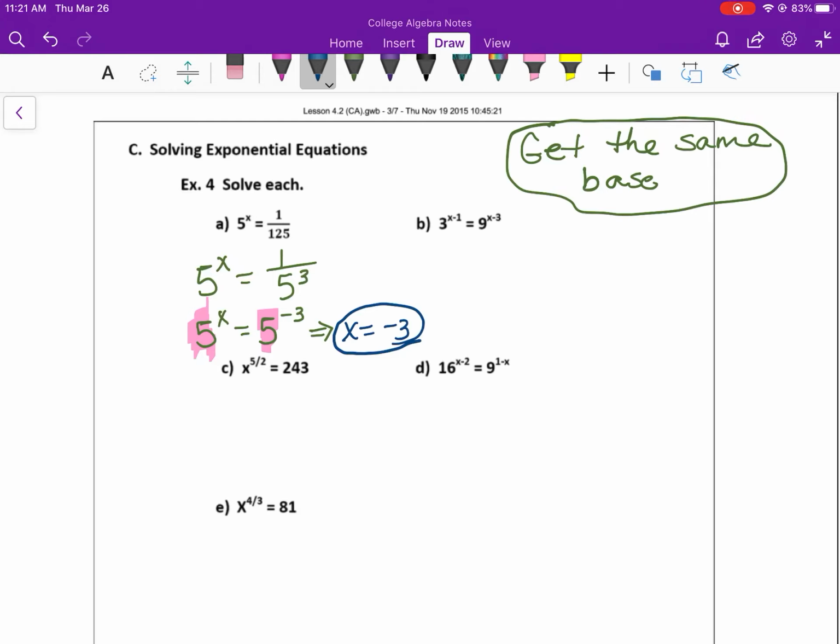Okay, so on A, I had to manipulate one side of the problem. But on B, do I need to manipulate one side or both sides? Well, probably just one side again, because my common base is 3. You want to bring bases down to a common base. You don't want to raise a base up to a higher number. So I'm going to bring the 9 down to 3's. It's 3 squared. Going to take that to the x minus 3.